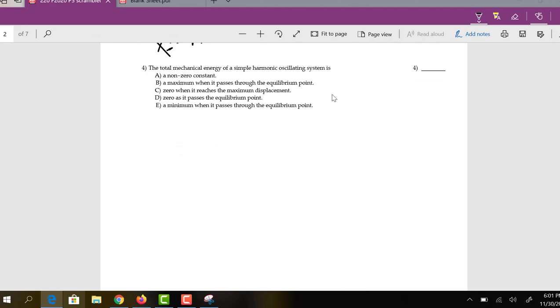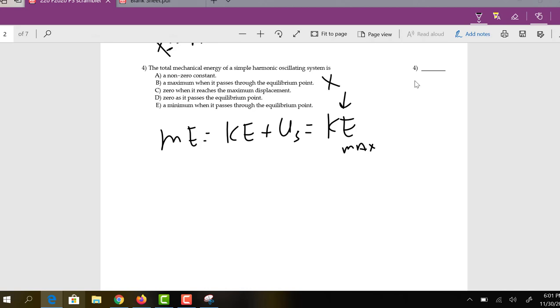The total mechanical energy in a simple harmonic oscillator is. Okay, now the mechanical energy is made up of kinetic energy plus spring potential energy. So when all the energy is kinetic, it's equal to the maximum kinetic energy. This would be when x is equal to 0. And it's also equal to the maximum spring potential energy. That occurs at the endpoints, plus or minus A.